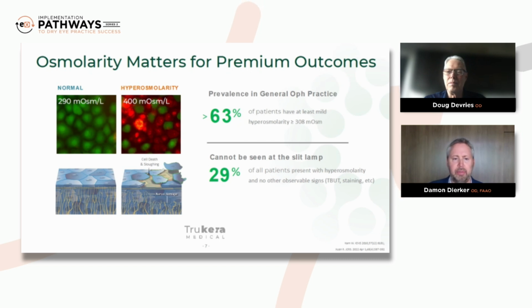Dr. Devries, would you agree with that? Well, yeah, when you take a look at that measurement, greater than 63% of the patients have at least a mild hyperosmolarity, but 29% are so hyperosmolar that you cannot observe it clinically. And that means that many of those patients are going to be really asymptomatic in terms of them reporting to you accurately that there is a potential problem.